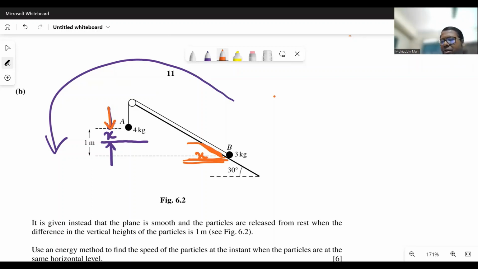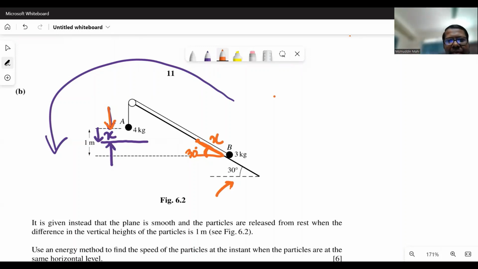That doesn't mean they are going to be at the same level. So how should you do it? Now think about it. A is moving X amount of distance in downward direction, and B is moving X amount of distance in upward direction. So if this is 30 degree, this is also 30 degree. Now the point B is here, and it has covered X amount of distance.